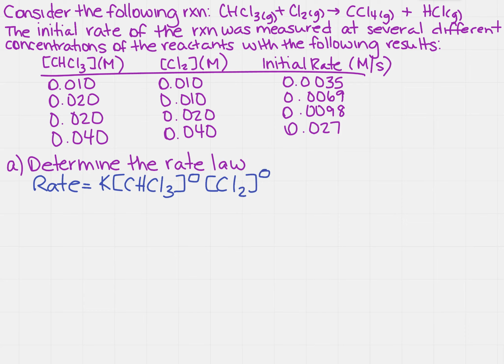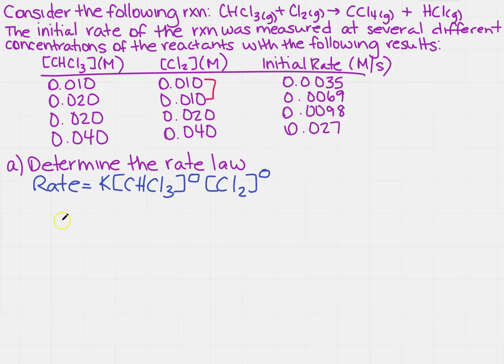So how am I going to do that? There's a couple different ways. I really like the visual way, so I'm going to look at it visually. So I'm going to find where this one is constant. So the first thing that jumped out at me is I've got 0.01 and 0.01. And now I need to relate the rate and the molarity of CHCl3. So what does that look like?